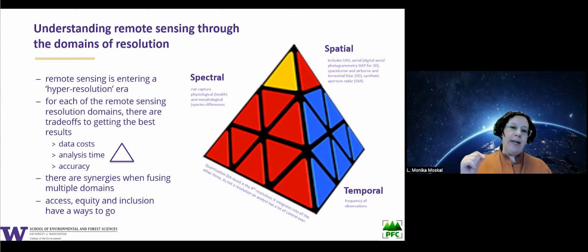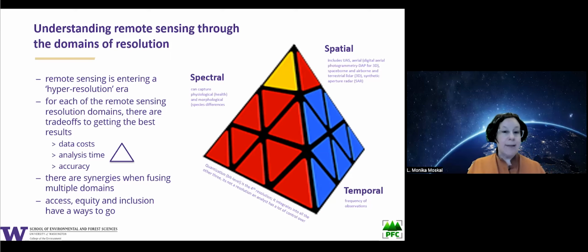So, cons and pros: data cost, analysis time, accuracy. These resolutions can be synergized, but that takes time. Of course, getting these data sets can cost a lot. Not everything comes to us freely. Some data sets like Landsat we can acquire out of the USGS archive. That wasn't free a few decades back. And currently the newest high resolution satellite data is something that has to be acquired or paid for.